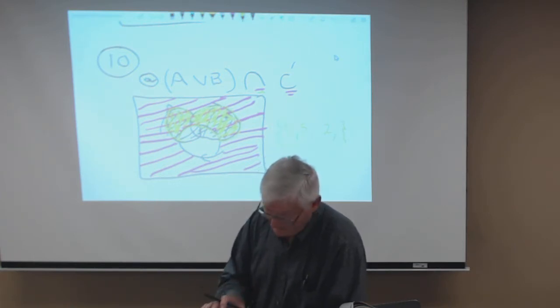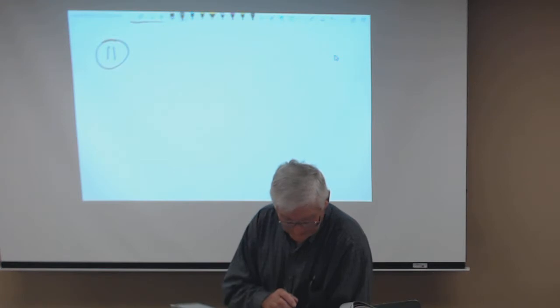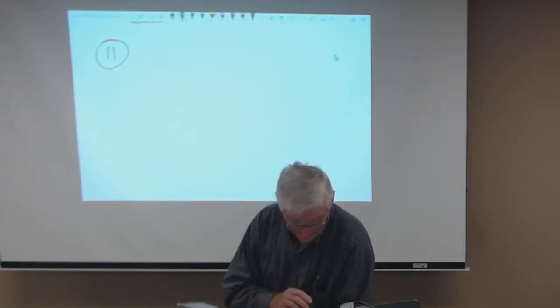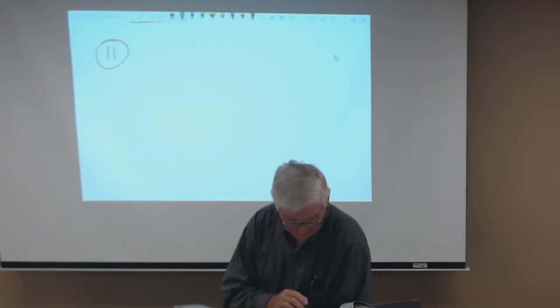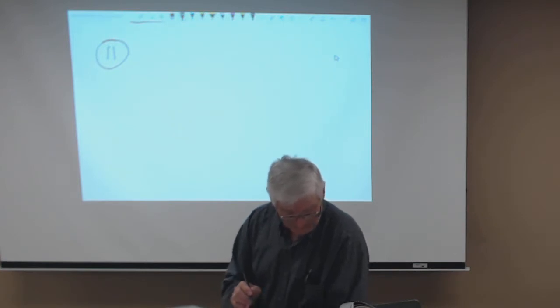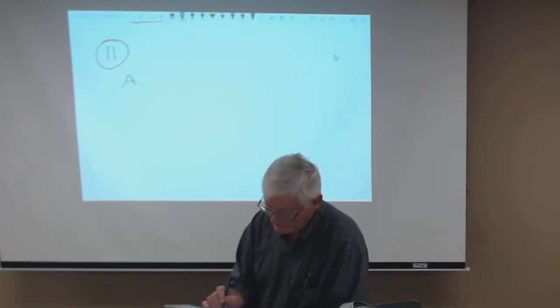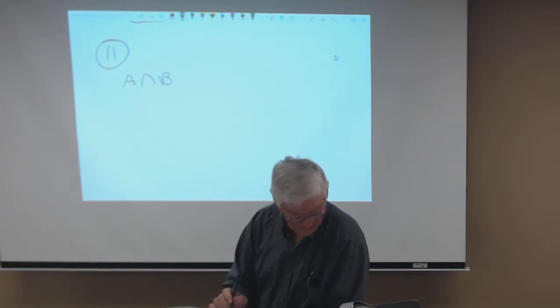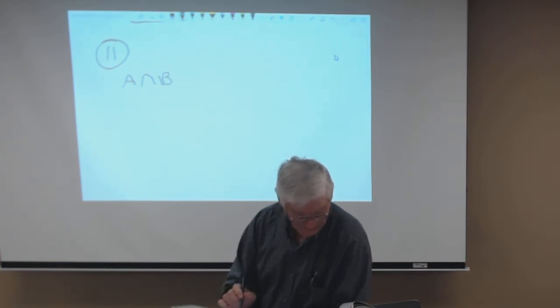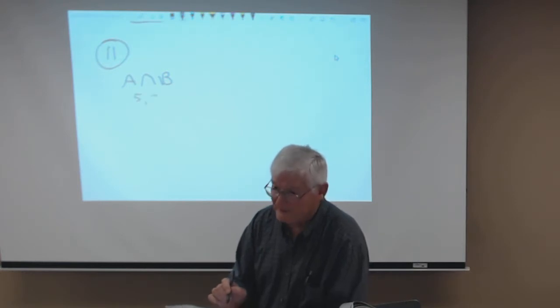Let's go to 11. Use the numbered regions to verify that A intersect B union C equals A union C intersect B union C. So what's A intersect B? What are the numbers for A intersect B? 5 and 7. Everybody agree? 5 and 7.